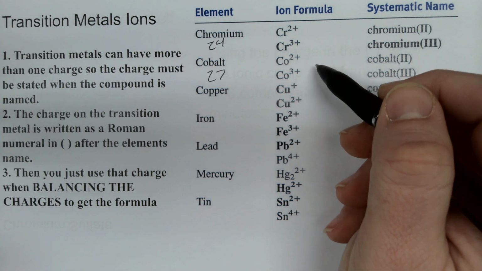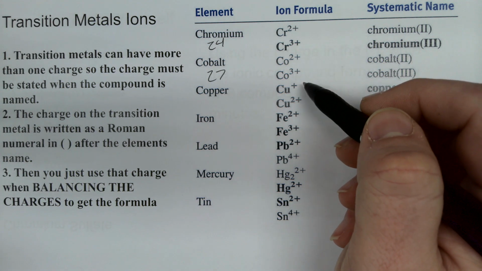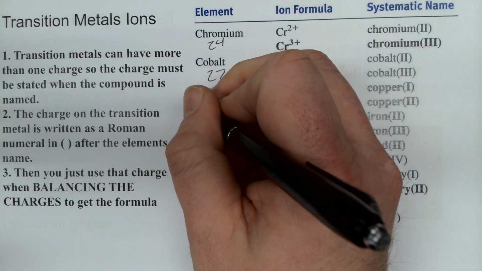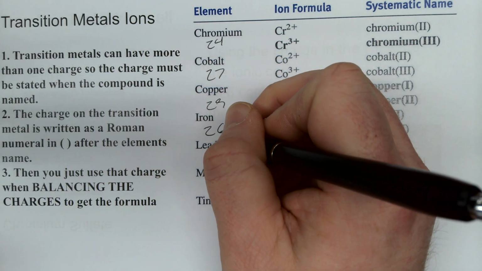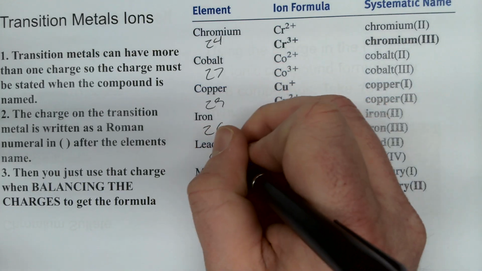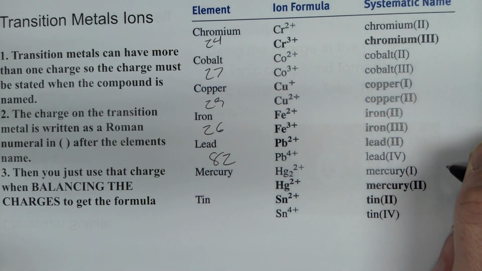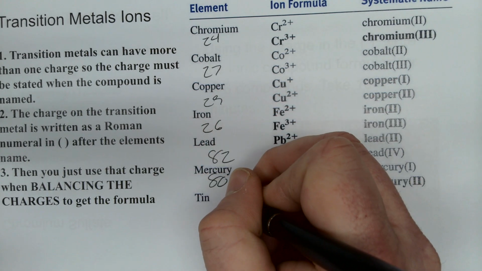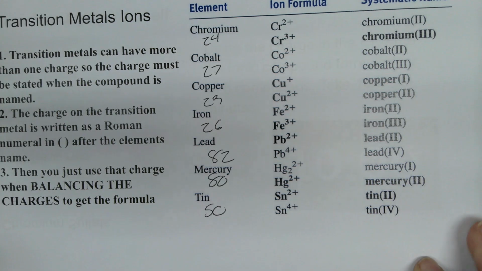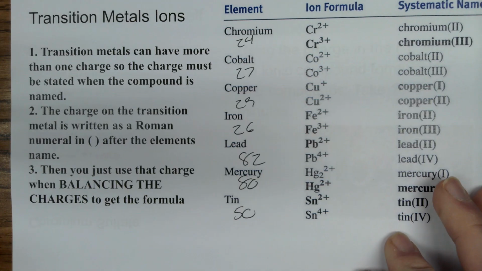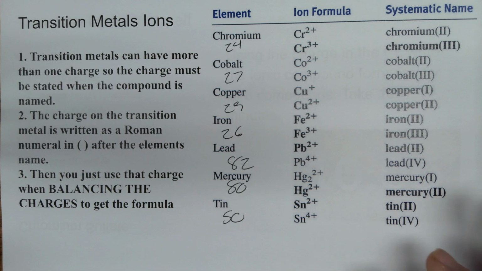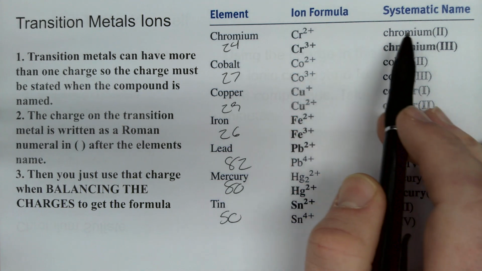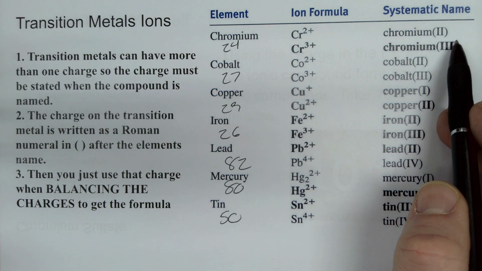Cobalt also comes in 2 main flavors, Co2+ and Co3+. Copper's right there, number 29. Iron's 26. Lead is not one of the transition metals, but it is one of those weird ones that are so large it can form different things. Mercury, number 80. Tin, another one that's too big, can form different stuff. It will come in multiple different flavors, multiple different shapes. The key thing to look at is the ion formula and these Roman numerals next to them.